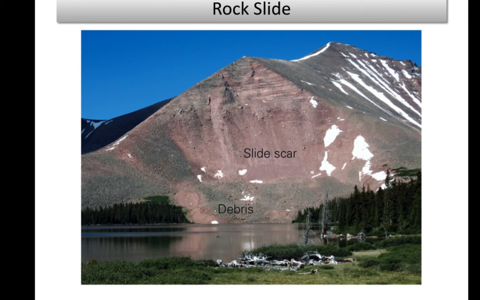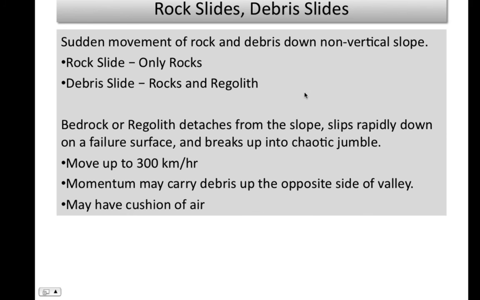Obviously, the steeper the slope, the more likeliness of the slide, but the key to a rock slide is that the rocks are never free falling. They're always somehow in contact with the slope. So again, rock slides, you're seeing mostly rocks or only rocks. Debris slides, you're seeing rocks plus that soil, that finer material. Both of these are on a non-vertical slope where the rock is in contact with that slope.